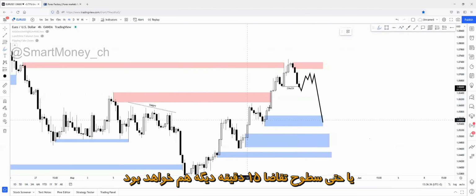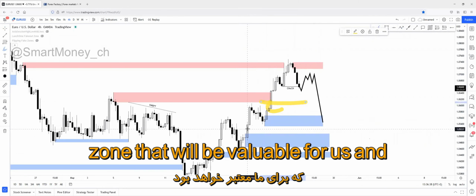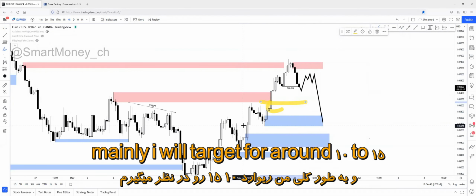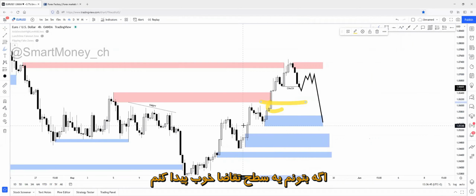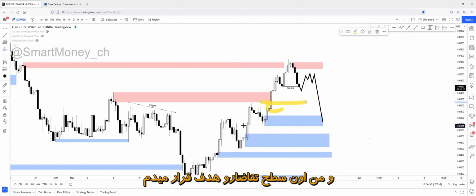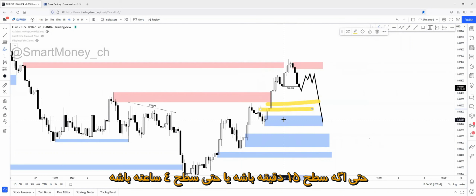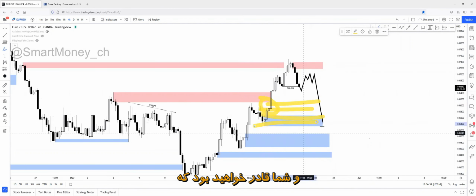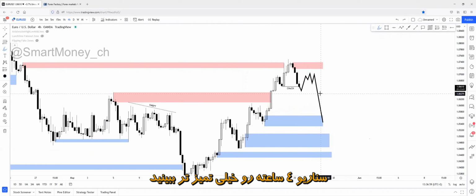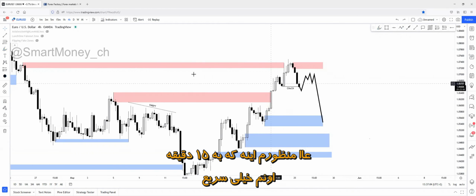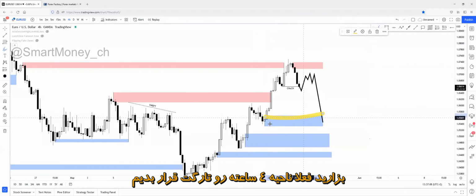first. Or there will be some other 15-minute demand zone that will be valuable for us. And mainly I will target around a 10 to 15 risk reward ratio. And if I can find a good demand level at 10 to 15 risk reward ratio, I target that demand level. So if this scenario happens, then you'll be able to target the next recent demand levels, either a 15-minute zone or a 4-hour zone, and you'll be able to see the 4-hour scenario much cleaner. I will switch to the 15-minute pretty soon, but let's just aim for the 4-hour zones right now.